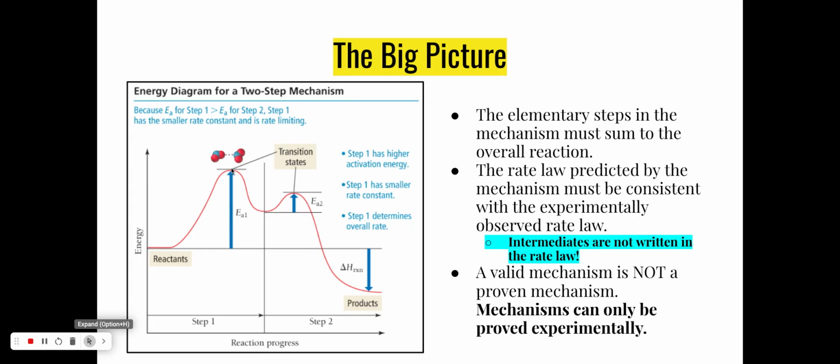So in that case, if we're looking at an energy diagram, our energy diagram is indicating to us, guys, that the first step of this mechanism is indeed the rate determining step, where the second one is not.